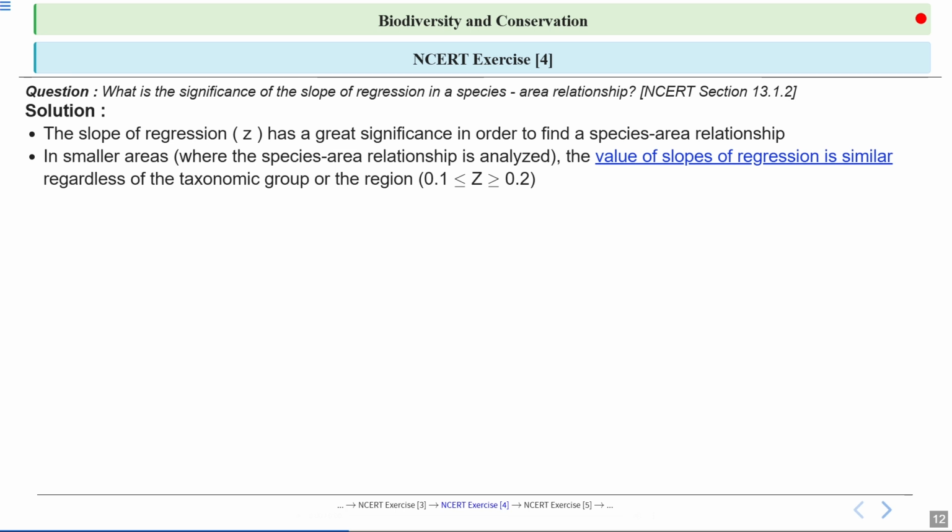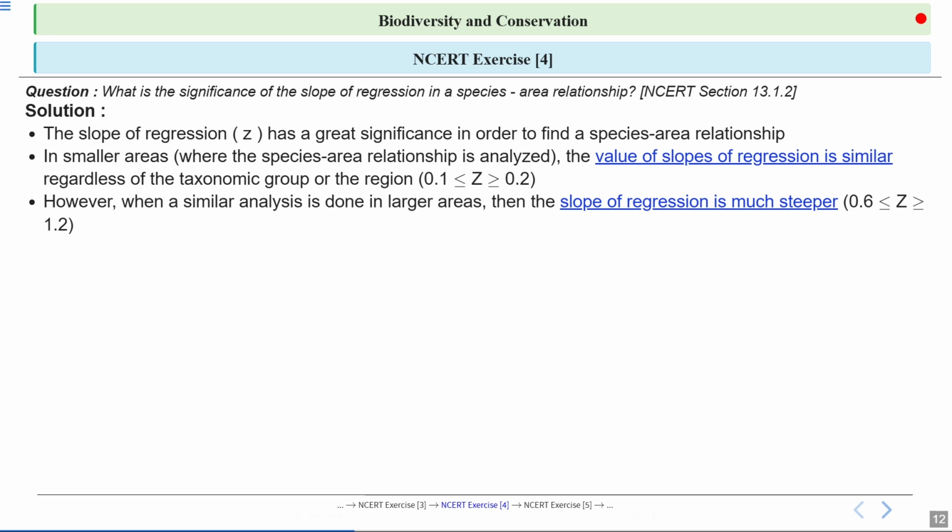Now, in smaller areas, the slope of the regression line for the species area relationship remains fairly consistent, typically ranging between 0.1 and 0.2. This suggests that the rate at which species richness increases with area is similar across different taxonomic groups and regions when examining small-scale patterns.